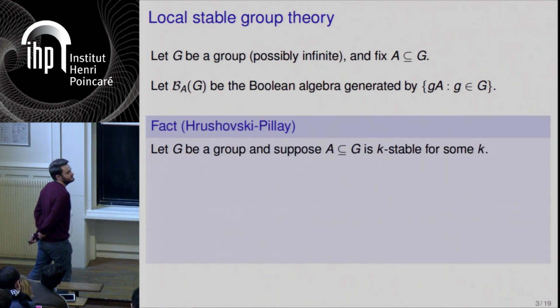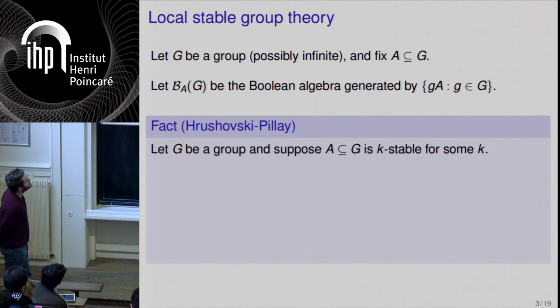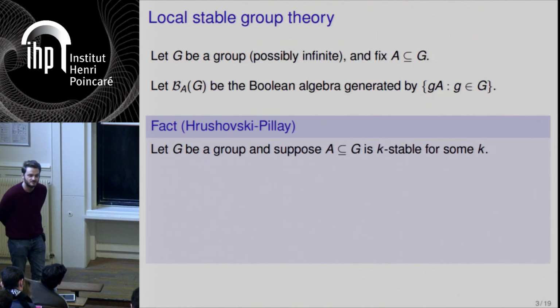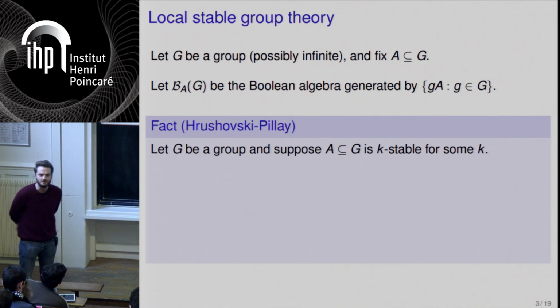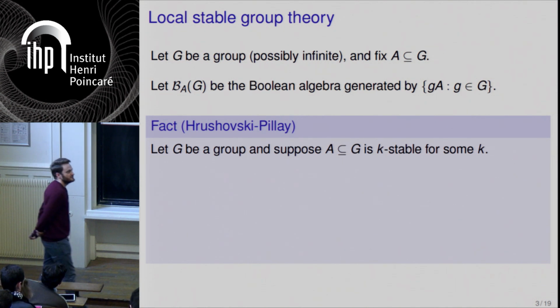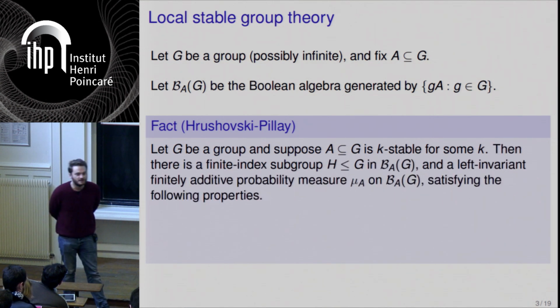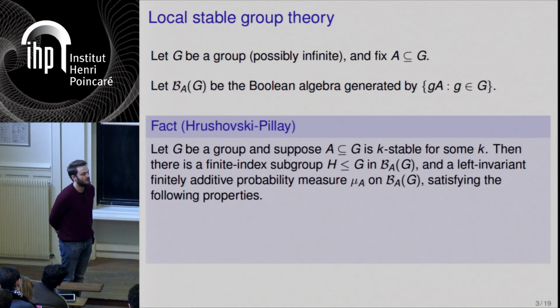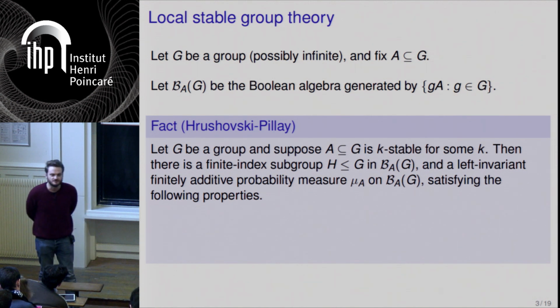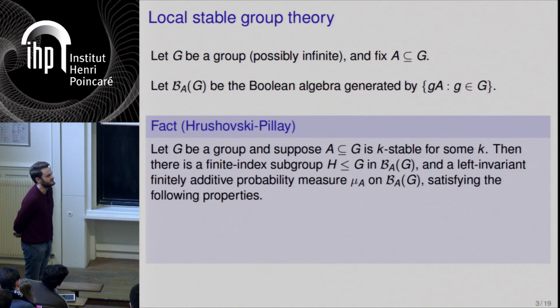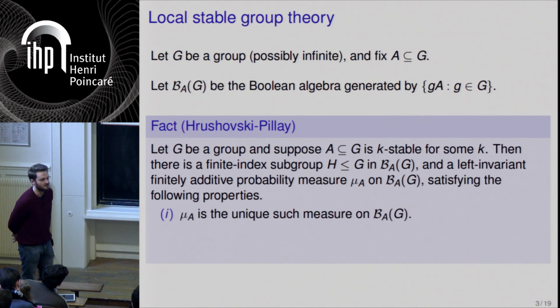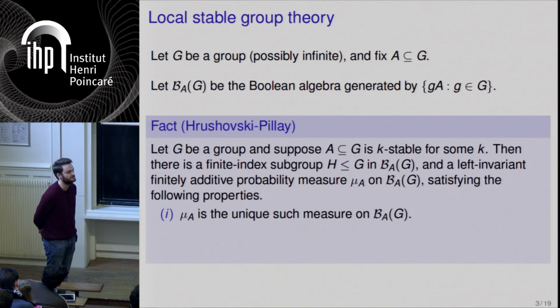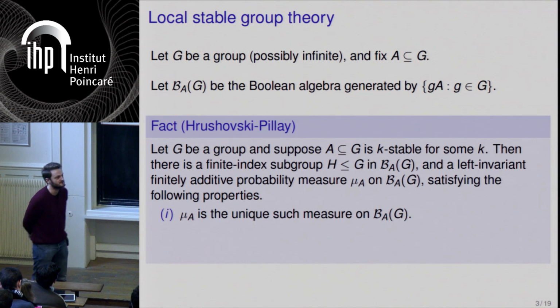This is due to Hrushovski and Pillay. If I take a group G, and some subset A which is k-stable for some k, and in this fact the k won't matter, just that we have this stability, then I can find a finite index subgroup H in the Boolean algebra generated by left translates of A, and a left invariant finitely additive probability measure on that Boolean algebra, which satisfies some properties. The measure is the unique such measure: it's the unique left invariant finitely additive probability measure restricted to this particular Boolean algebra generated by this stable set.